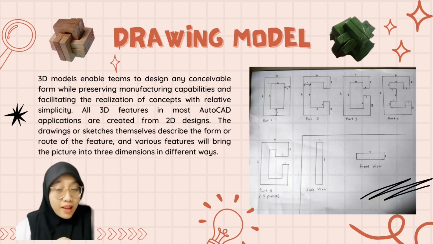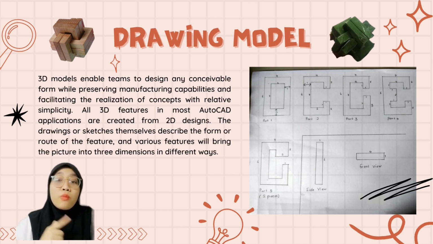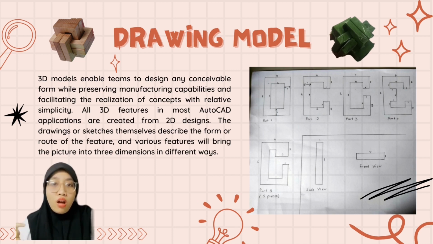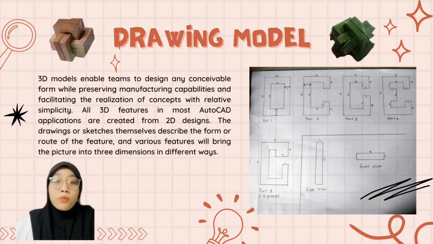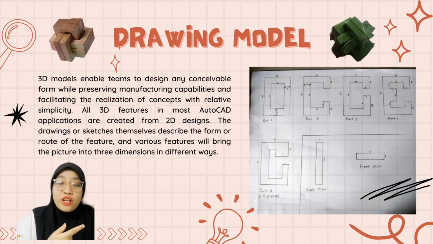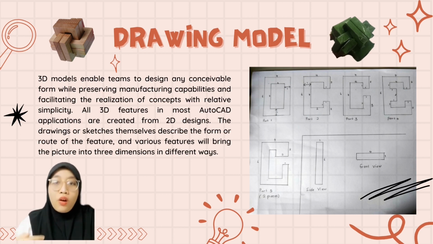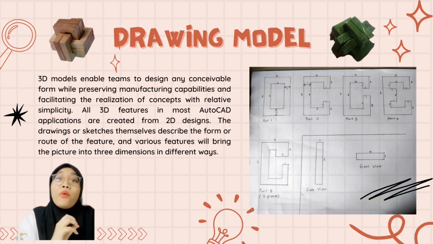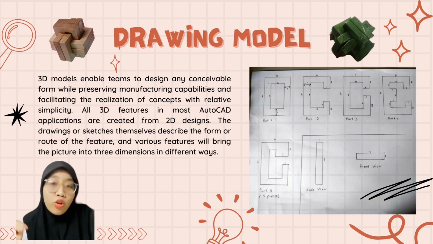For our assignment, we make a 3D sketch of our 3D model, which is a link knot. Before making the 3D model, we make a sketch of the 3D parts of our model to use as the illustration or the guideline for us to build our 3D model in AutoCAD.